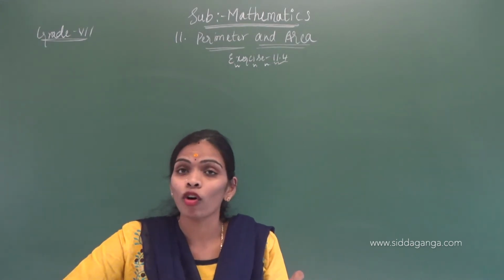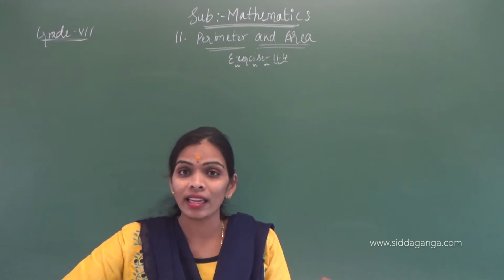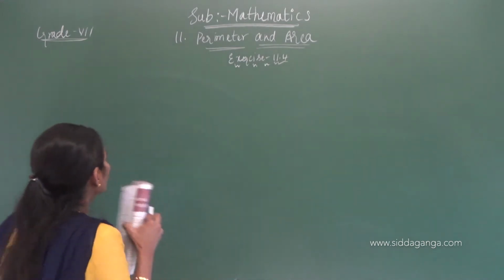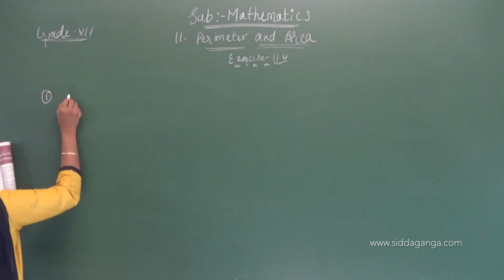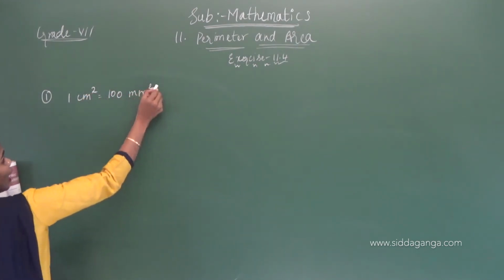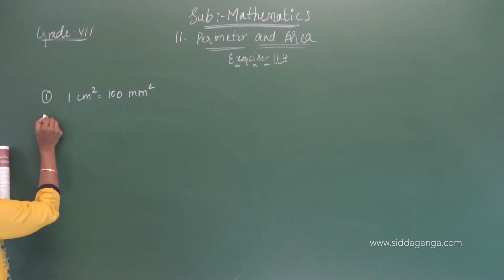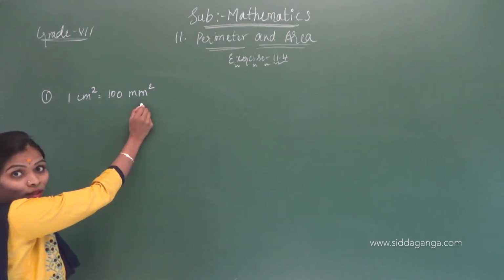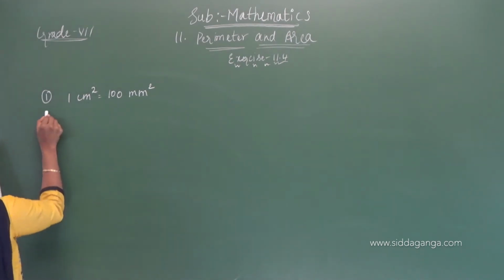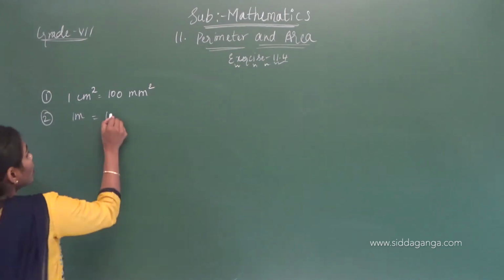Here I am giving the formulas based on the conversion of units of length studied in earlier classes, for areas. I am giving 3 formulas. Conversion: 1 centimeter square equals 100 millimeter square. As you all know, 1 centimeter equals 10 millimeter. Here square is there, that's why 10 into 10, 100 mm square.